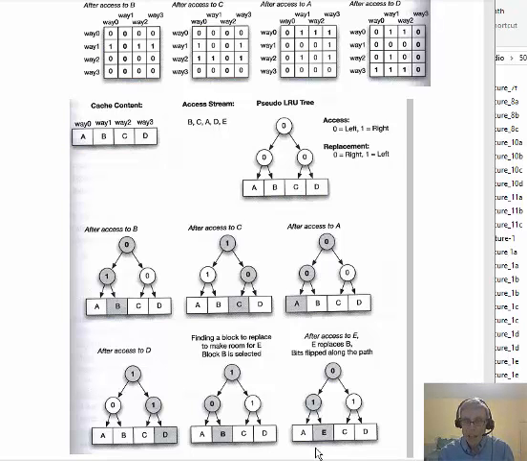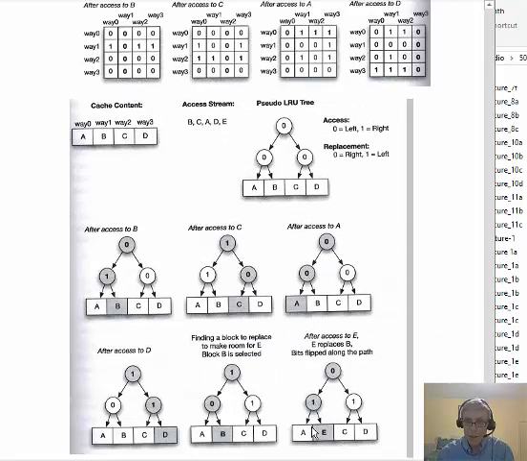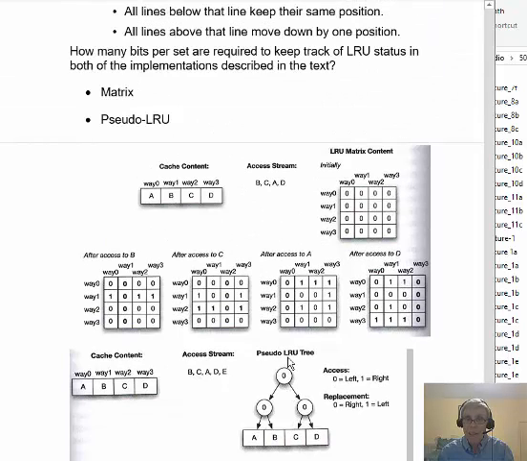Now notice that in this case, the access and the replacement was exactly the same in the pseudo LRU tree as it was in the LRU matrix. But that needn't always be the case. However, since this is an LRU approximation, most of the time it will be the way things work out. Now, to finish off, I'd like to ask you how many bits per set are required to keep track of LRU status in both of these implementations.